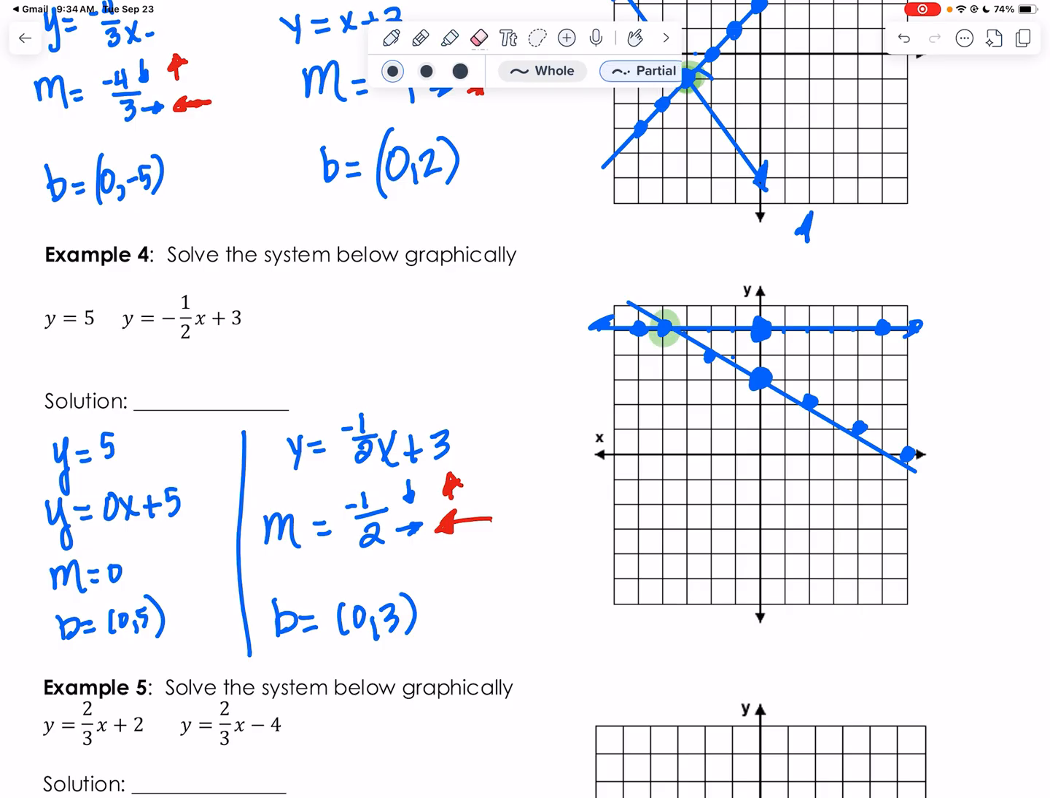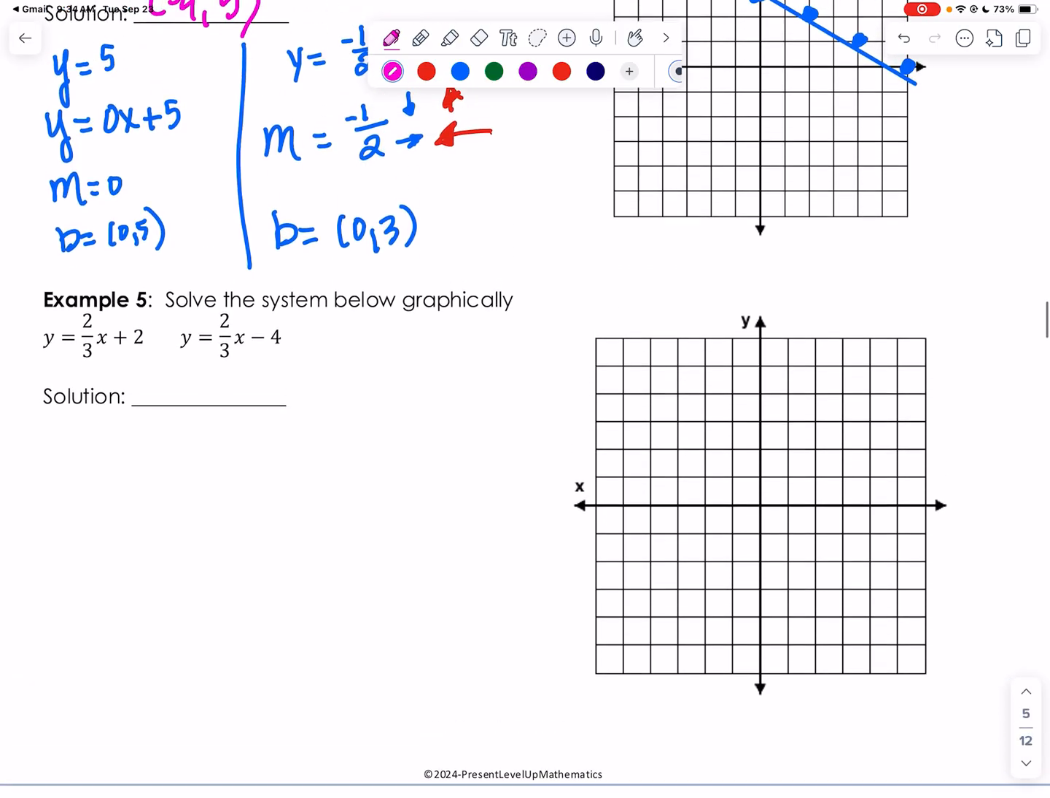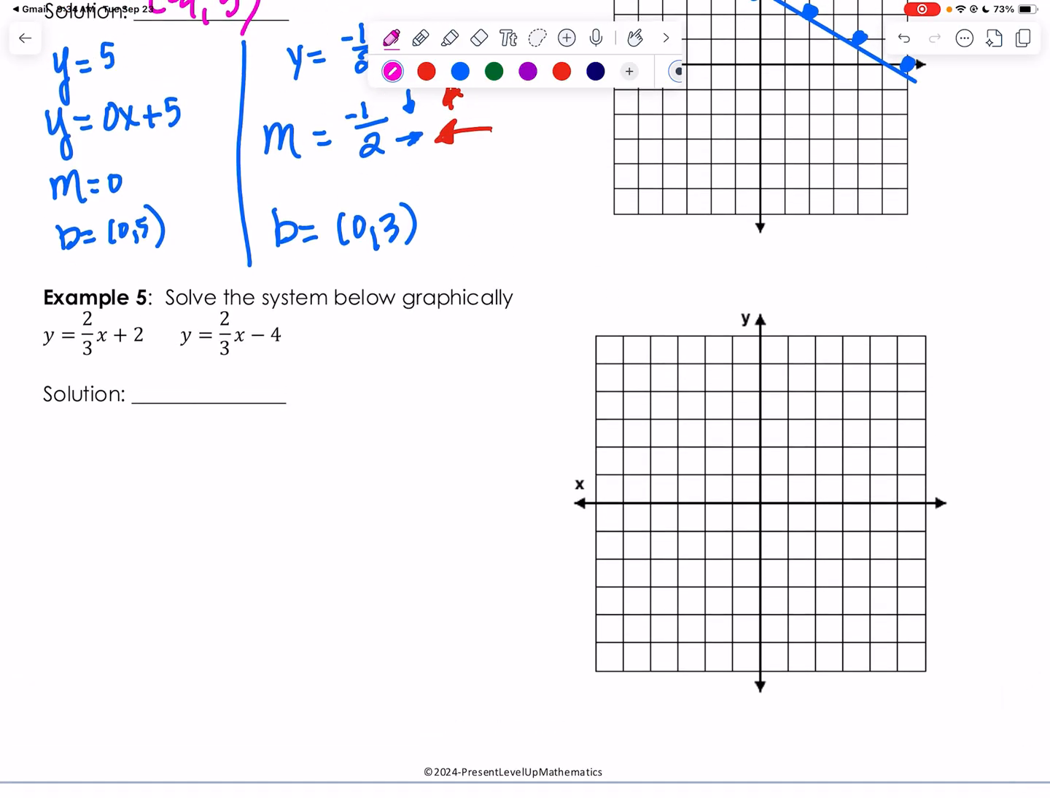pair. So we just need to name that ordered pair. So 1, 2, 3, negative 4. 1, 2, 3, 4. So it intersects at the point negative 4, positive 5. There is our system. All right, pause the video and try example 5 on your own.